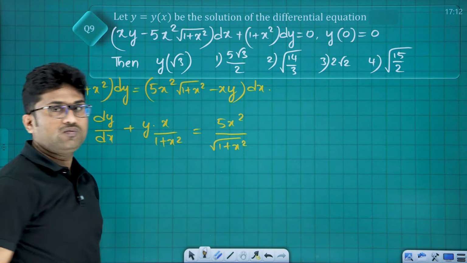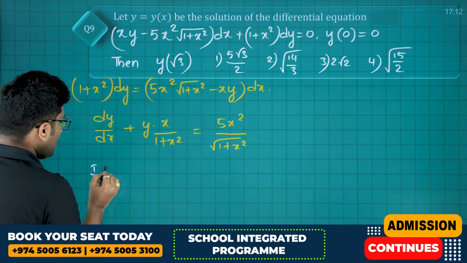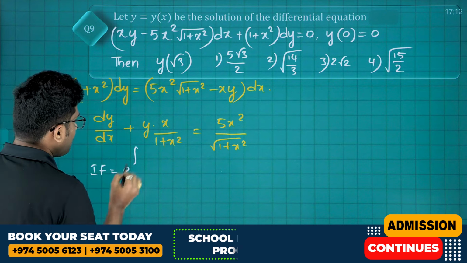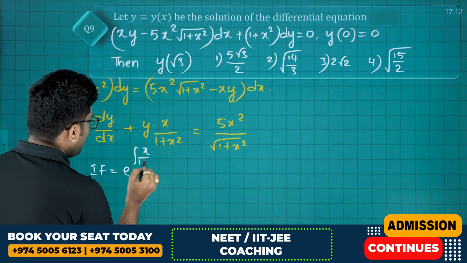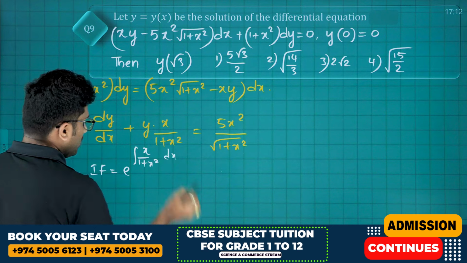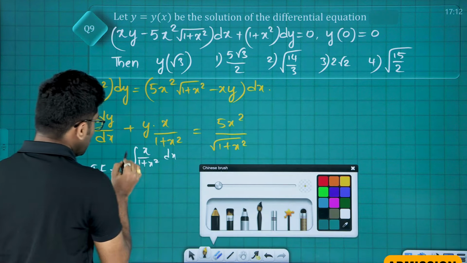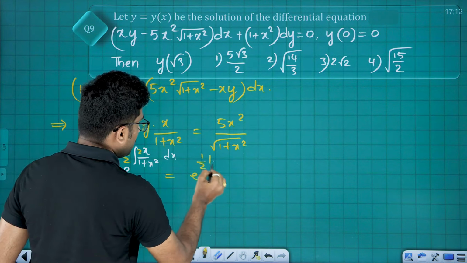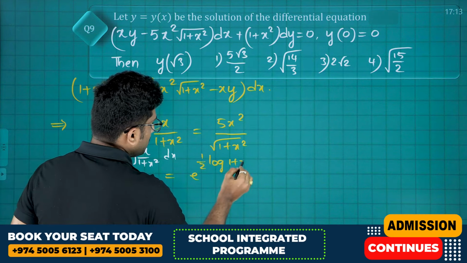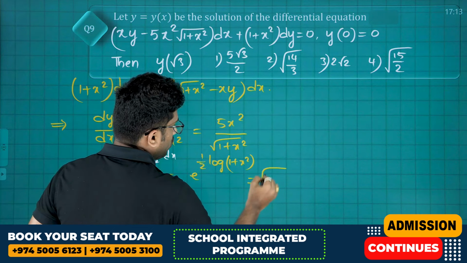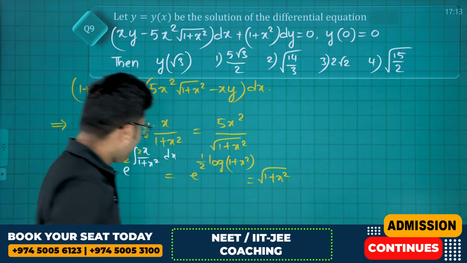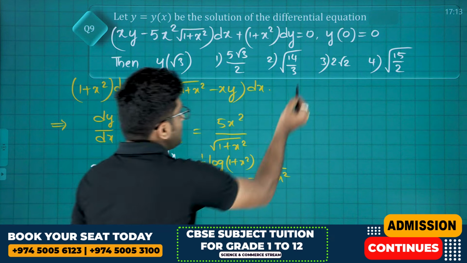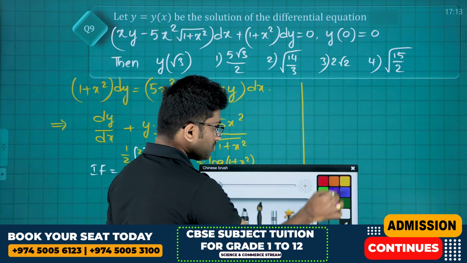So directly what we do, we'll find the integrating factor. IF is equals to e raised to integral p dx, that is x by 1 plus x square dx. What we do, we multiply and divide by 2. So this is nothing but e power half log of denominator. So that is clearly root over 1 plus x square. IF we got. Okay. Next, after getting IF, what we do?